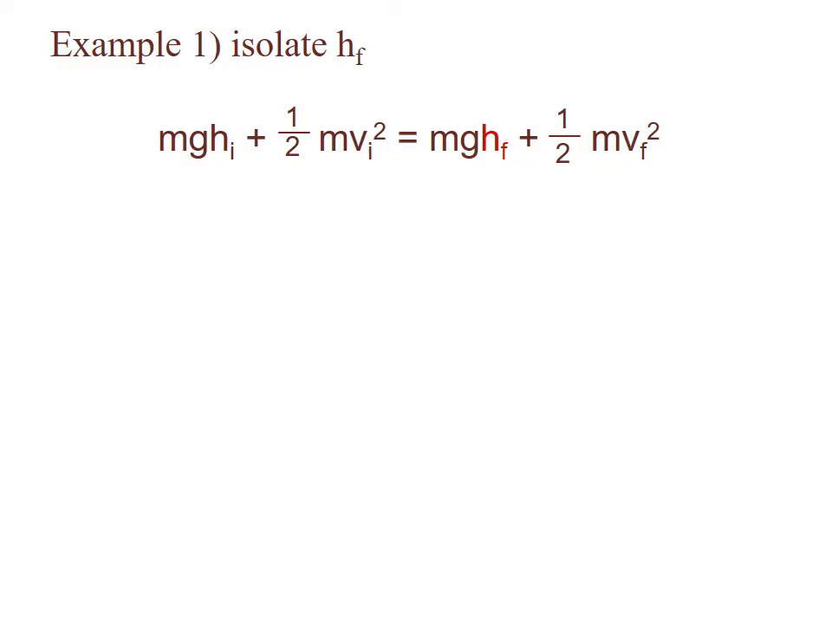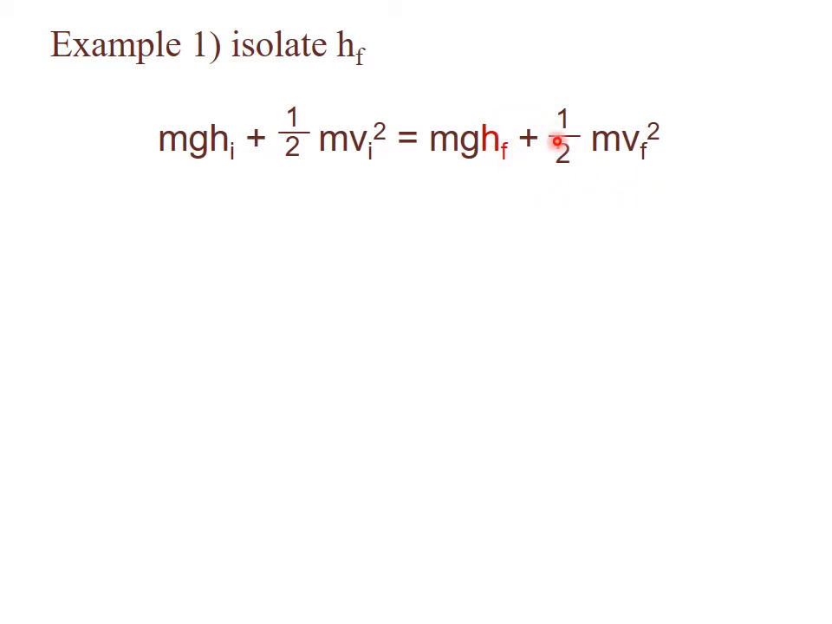In the first example, we want to isolate hf. hf is on this side with mghf plus half mvf squared. Now, as mentioned in previous classes, we treat hf as someone who has been trapped inside a building that has collapsed due to an earthquake. We don't just grab onto its arm and start yanking. We have to pull away the debris first. So that means I start with the things that are furthest away from hf on that side, which would be half mvf squared.